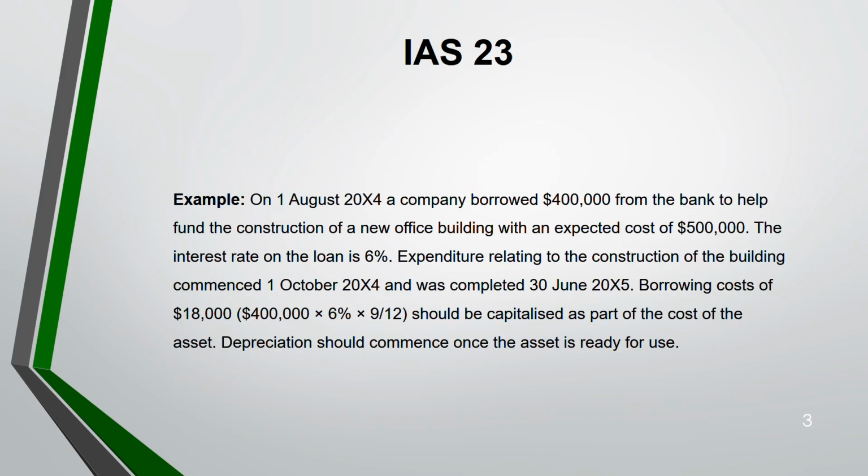Now, let us go through this example. On 1st August, the company is borrowing 400,000 from a bank to construct a building with a cost of 500,000. The interest rate on the loan is 6%, and they commenced the construction on 1st October 2004 and it was completed 30th June. First you take the borrowing of 400,000 and apply the 6% rate, but for how many months? From 1st October to 30th June: October, November, December, January, February, March, April, May, June, only 9 months. So 400,000 into 6% into 9 months, the borrowing cost is 18,000.